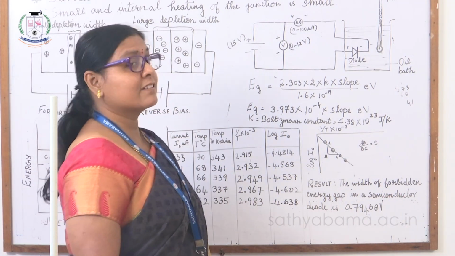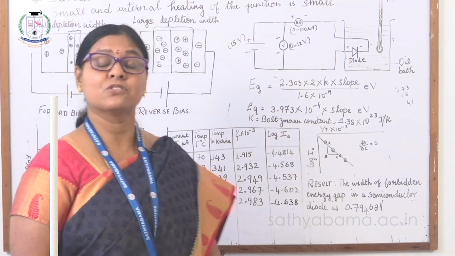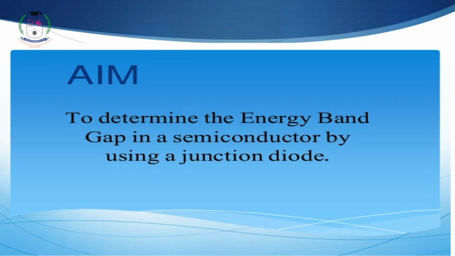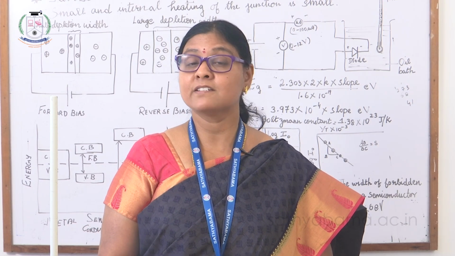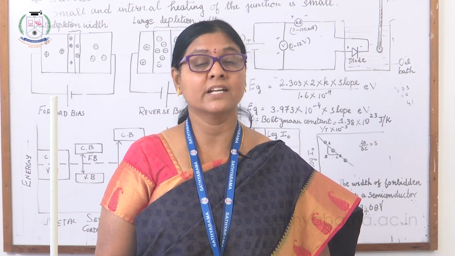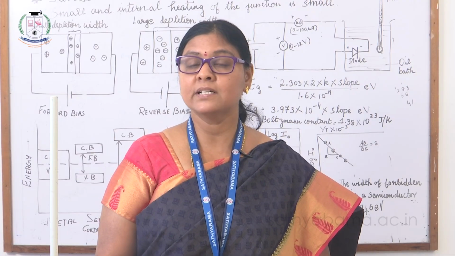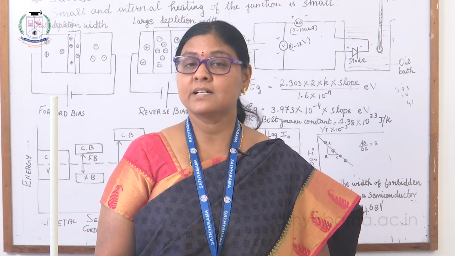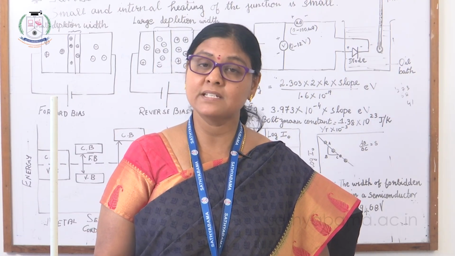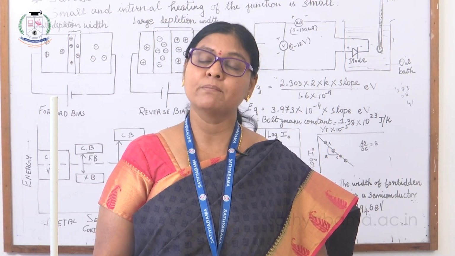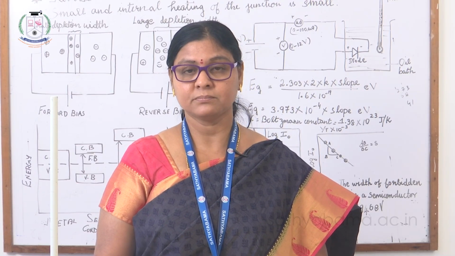The title of the experiment that we are going to study today is Determination of Energy Gap or Forbidden Energy of a Semiconducting Material taken in the form of a PN junction diode. So the aim of the experiment is to determine what is called the energy gap or the forbidden energy gap of a semiconductor or a semiconducting material taken in the form of a PN junction diode.